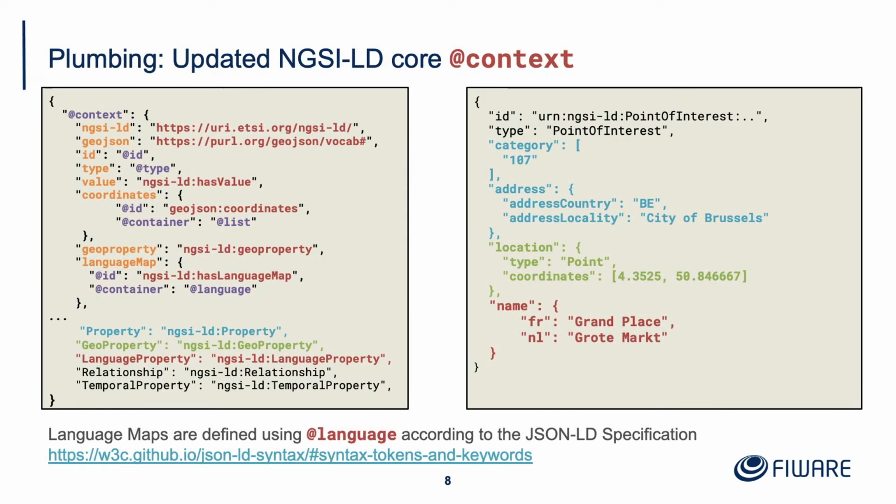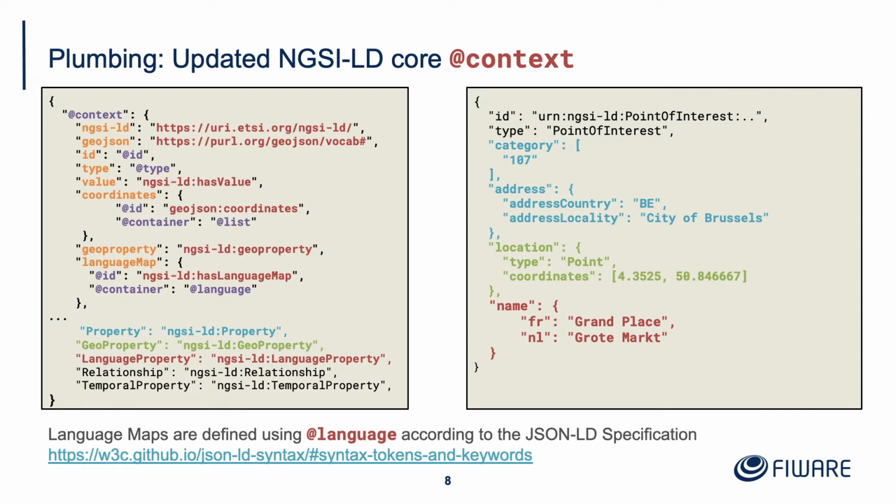The updated core context has got this additional line defining language properties, because obviously computers are dumb. Computers don't understand what we mean by a language map unless you explicitly put it into the context. So there's going to be a new language property and a new language map attribute, which is going to be put into the system.